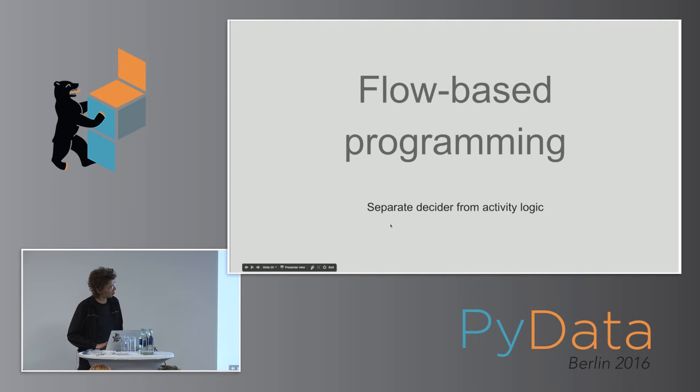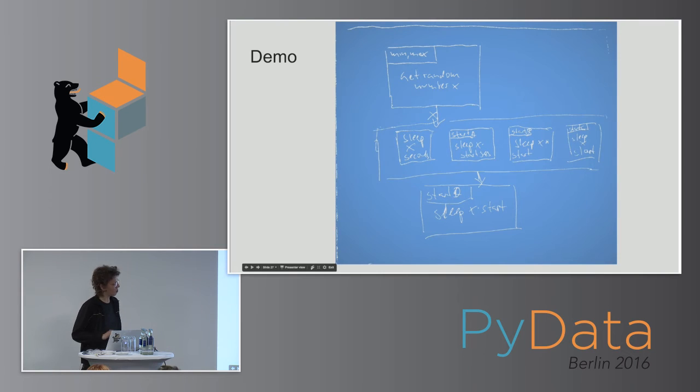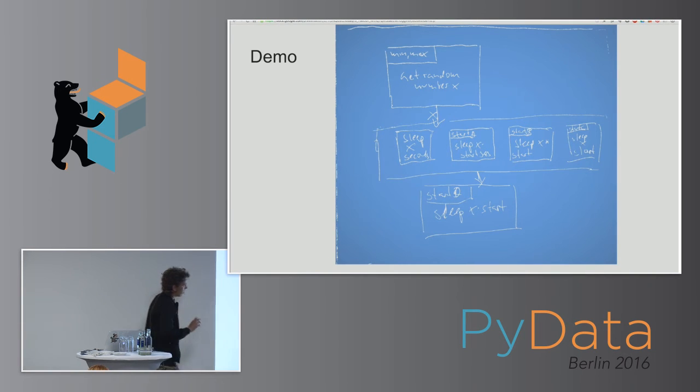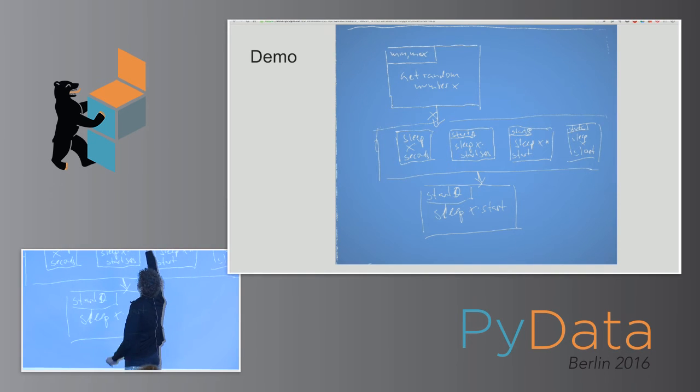It's not a topic I want to talk about today, but we use a flow-based programming approach where we separate the decider from the activity logic, and we just want to show you what this looks like. Okay, I wrote a small demo for today. It's just two, three steps.